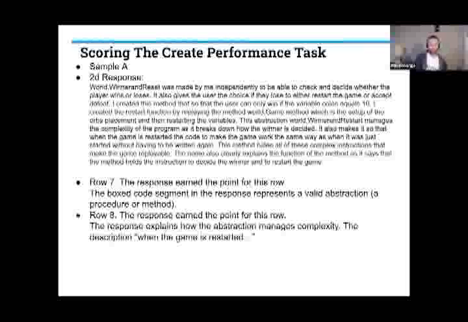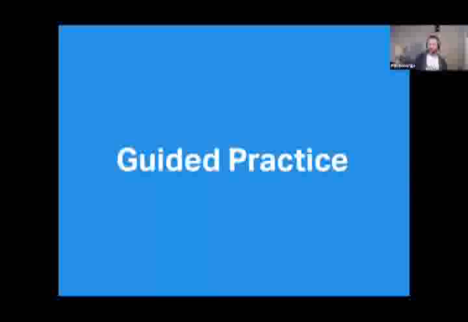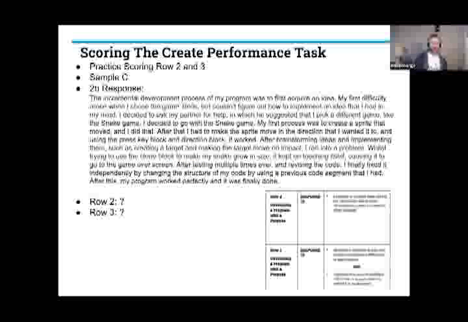All right, so rows 7 and 8. Row 7 says the selected code segment is a student-developed abstraction. Row 8 explains how the selected abstraction manages the complexity of the program. So this student, of course, has earned rows 7 and 8. Row 7, okay, the boxed code segment in the response represents a valid abstraction, a procedure or method, or a function or whatever your programming language calls it. All right, and then row 8, yes, the student did earn this.